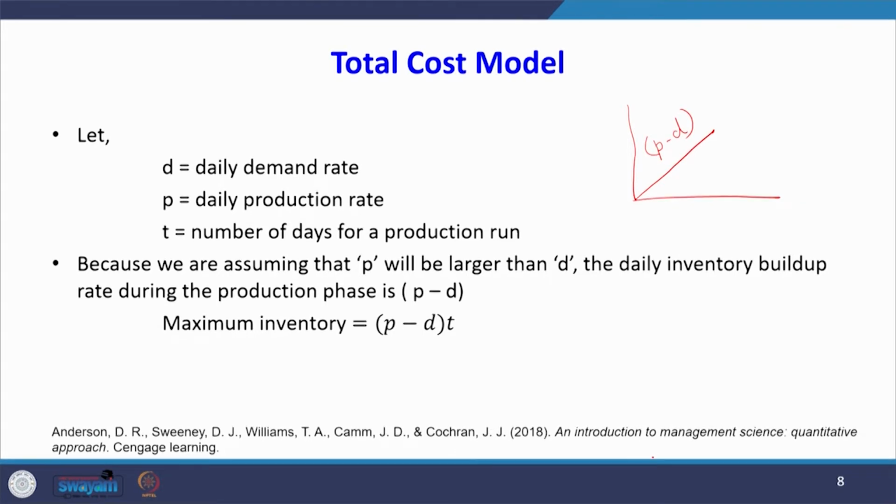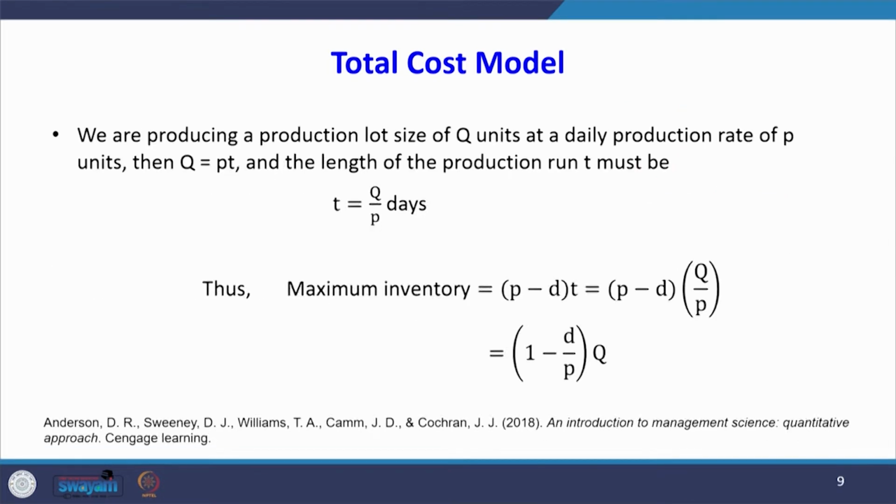When will the inventory become maximum? The maximum inventory is the buildup rate multiplied by the duration T. So, the maximum inventory is P minus D multiplied by T. Now, we are going to get an expression for T.